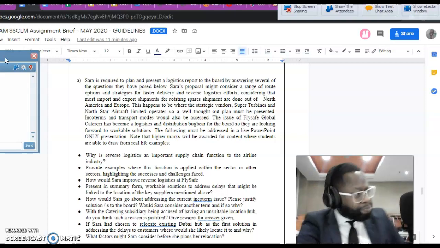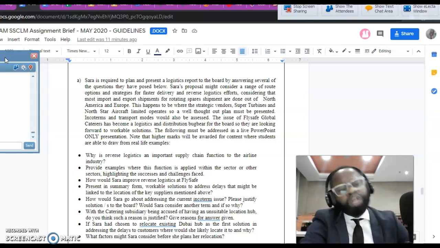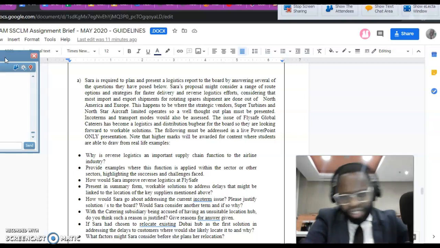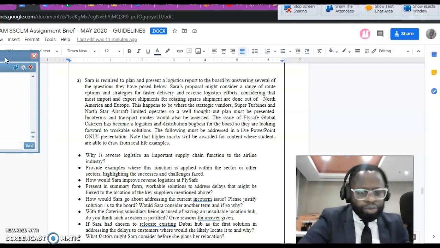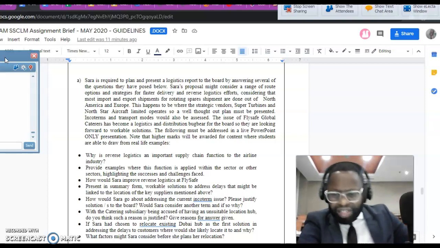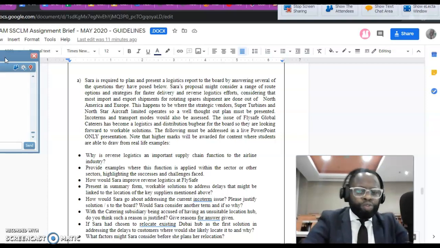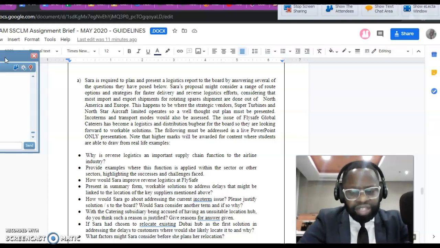Reverse logistics is applied in manufacturing. Apple is one example that I just gave you. And in other industries it's applied too, so you will see reverse logistics there. Talk about that, and about the successes and challenges Apple would have had with reverse logistics. Moving on: how would Sarah improve reverse logistics at FlySafe?